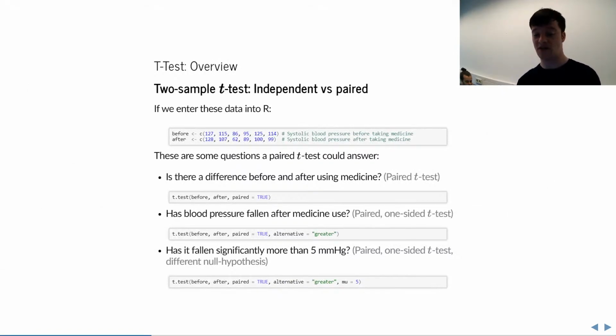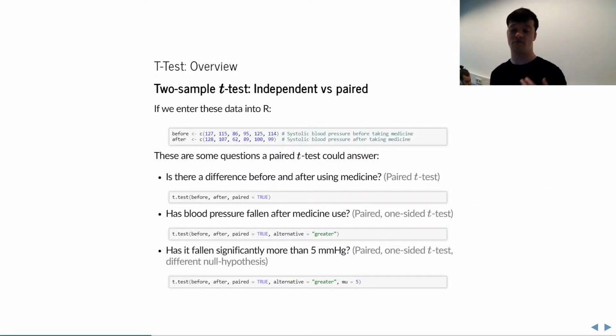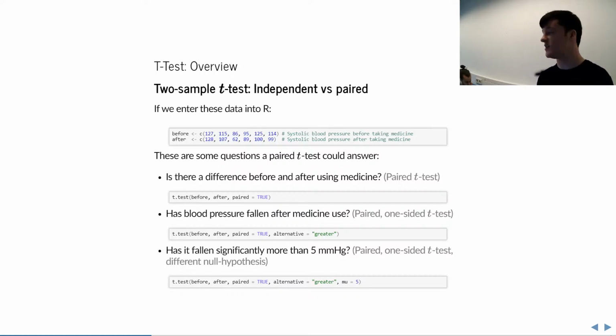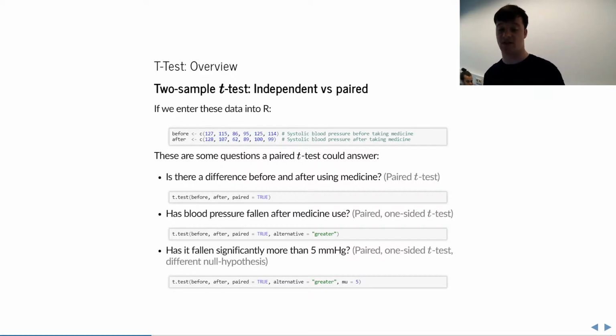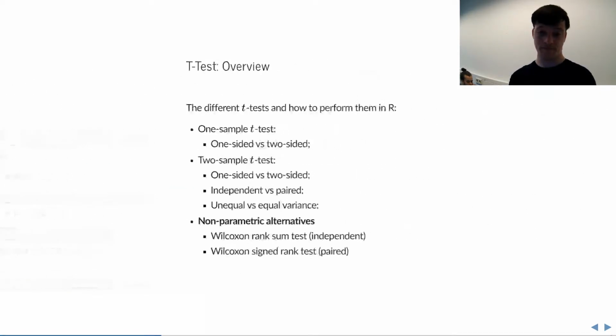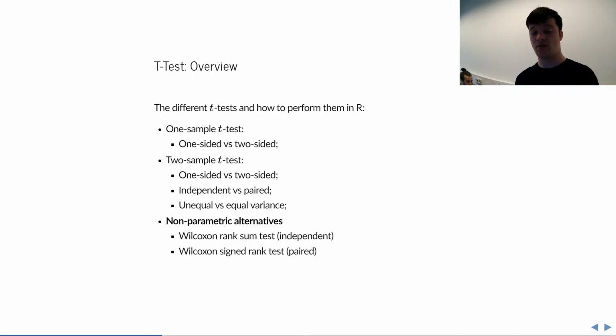You can also specify a value under the null hypothesis. So I might ask the question, is the decrease significantly different from 5 millimeters of mercury? Or I can even ask both at the same time. I can do a one-sided paired t-test. Has it fallen more than 5 millimeters of mercury? Maybe if it has fallen less than that, it's not enough of a medicine. Maybe I want something that does at least that. Then you can ask questions like this. Okay, so that's the one sample, two sample t-test.